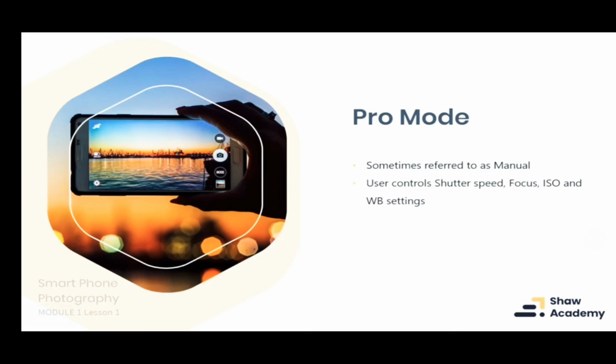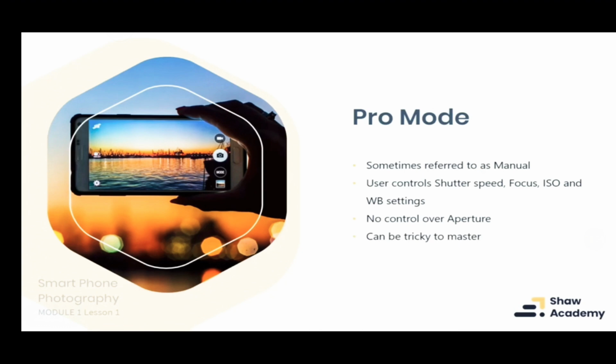So the user controls shutter speed, focus, ISO, and white balance settings. White balance we'll have a look at in a later lesson, lesson number 5, when we talk about photographing landscapes in particular. But this will allow us to control and influence the color within our photographs. Again, we don't have any control over aperture, as I've stated. That's simply not an option available to us at the moment.